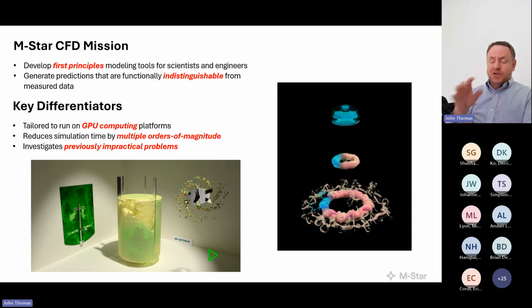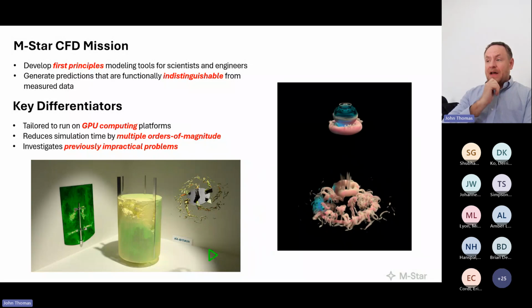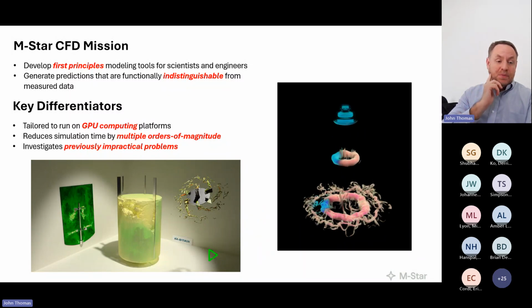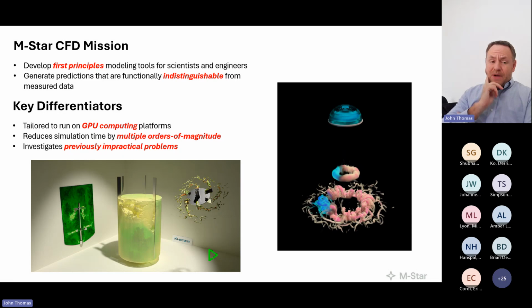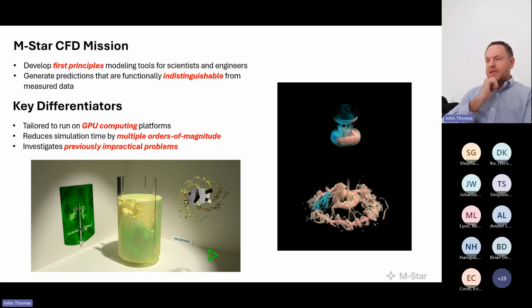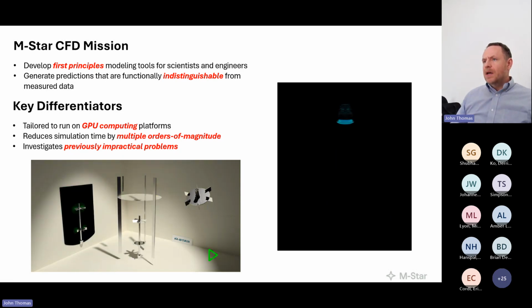I'll be talking a bit about GPUs today. And that GPU basis allows us to run routinely orders of magnitude faster than conventional CPU-based code. And that doesn't just mean we run the same old stuff faster. It means we can attack problems and challenge problems that were previously intractable in a practical industrial sense.